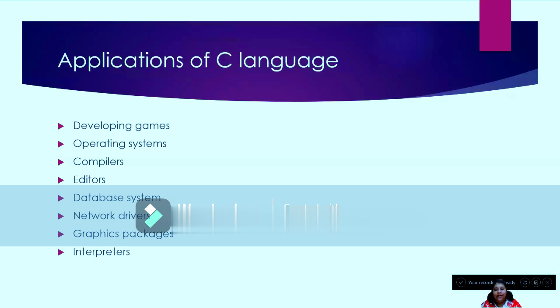Compilers are nothing but we are compiling the program, meaning we check whether the code is correct or whether some errors are there. That's called a compiler. An operating system is nothing but, without an operating system, we cannot run the program. We cannot even use the computer. That's called an operating system. Developing games, like Ludo, Snake and Ladder, and Tombola, all this can be done by developing games.